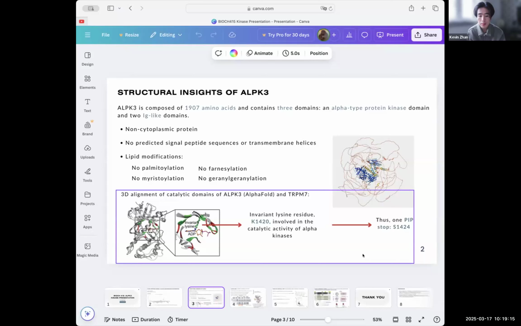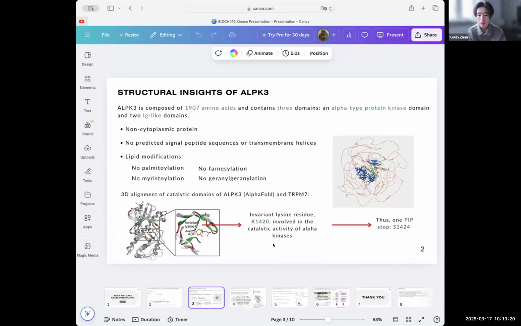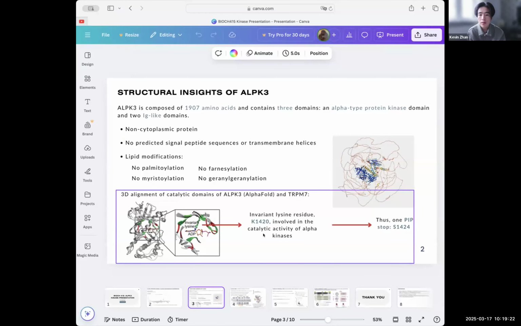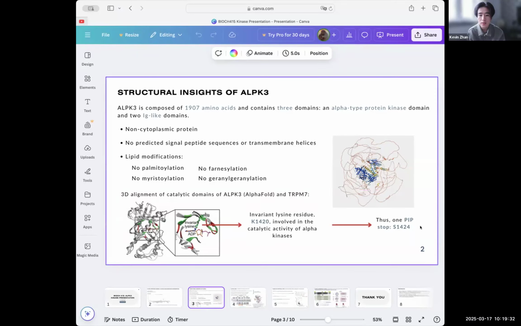ALPK3 has one PIP stop located at serine 1424. And the way I was able to deduce this was that for all alpha kinases, there is an invariant lysine residue located at the position 1420. And since this phosphorylation site is within 5 residues, it likely functions as a PIP stop.